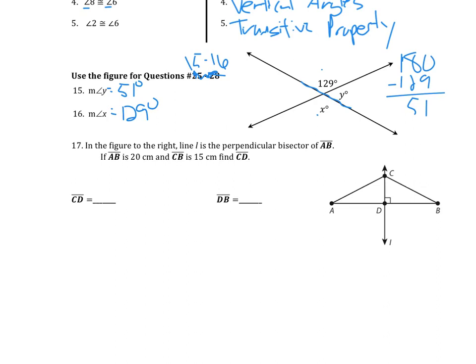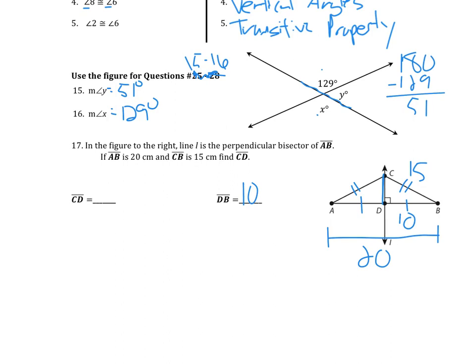What's it mean to be perpendicular? Perpendicular means it creates a 90-degree angle when they intersect. Bisector means it cuts that segment in half. So if we know that AB is 20, well, this is a bisector. These have to be congruent, so DB is 10. We would also know that these segments here are congruent as well. They don't ask us about that one, but they do tell us that CB is 15. Then they want us to find CD there.